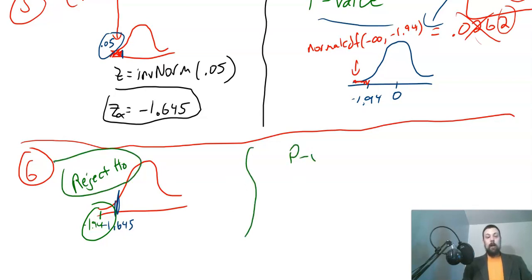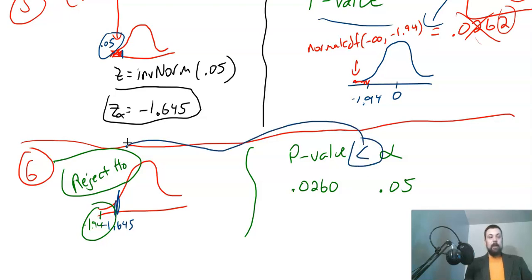If you want to use the p-value method, compare the p-value to alpha. The p-value is 0.0260. Alpha is 0.05. And we can see from this that the p-value is less than alpha. If the p-value is less than alpha, reject the null hypothesis.